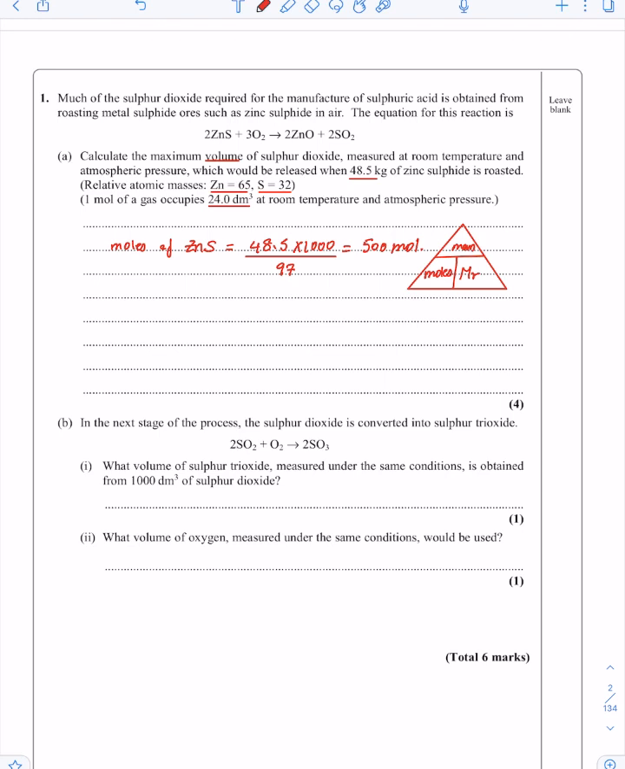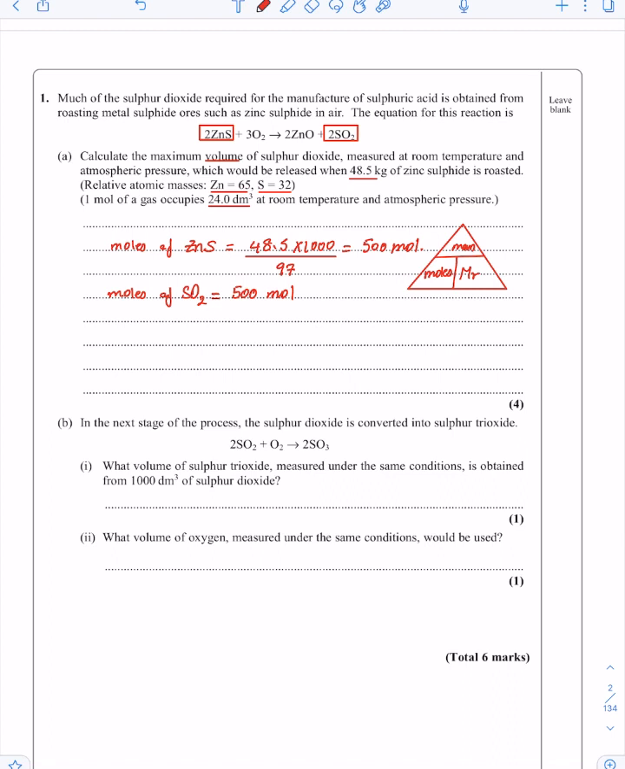طيب هو عاوز الفوليوم اوف سلفر دايكسايد، يبقى انا لازم اجيب المولز بتاعت السلفر دايكسايد، يبقى اعمل ريشيو between الزنك sulfide and sulfur dioxide. Every 2 mole of zinc sulfide give 2 mole of sulfur dioxide. يبقى كده المولز of sulfur dioxide is equal to المولز of zinc sulfide اللي هي 500.